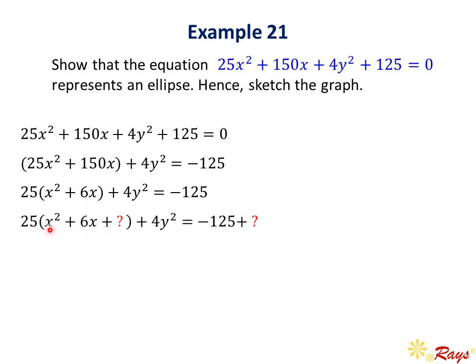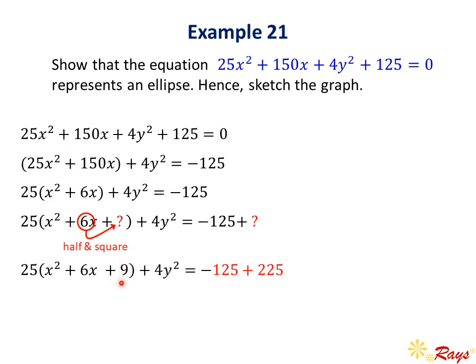To have a perfect square, we need to find a value here. To find that value, we just take half of this value, which is half of 6, which is equals to 3, and square of 3 is 9. So therefore that's the value. And this value is to balance up the value that we have just added to this side, which is 9 times 25. So now we can factorize this and we get a perfect square, x plus 3 squared.